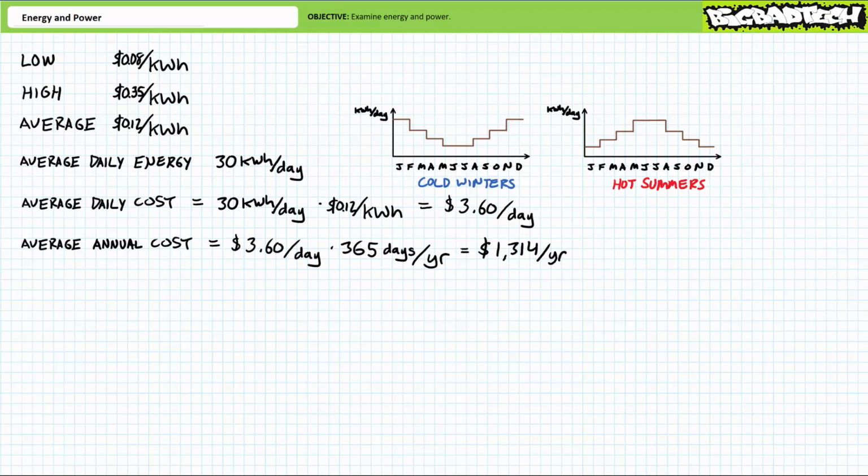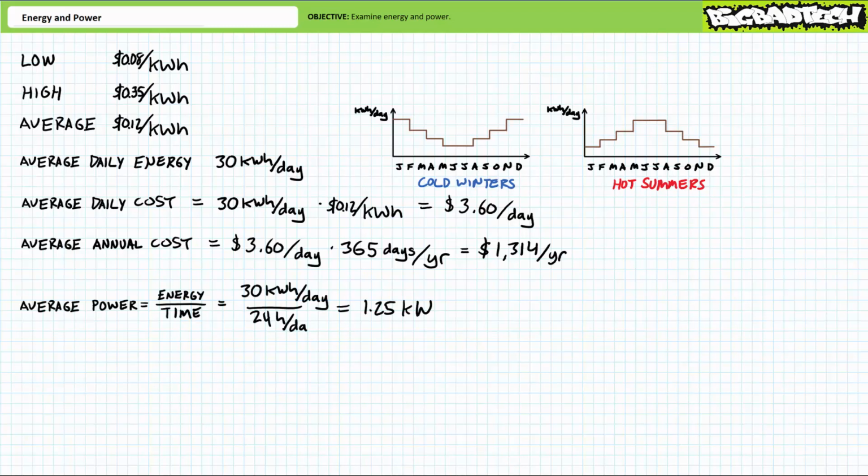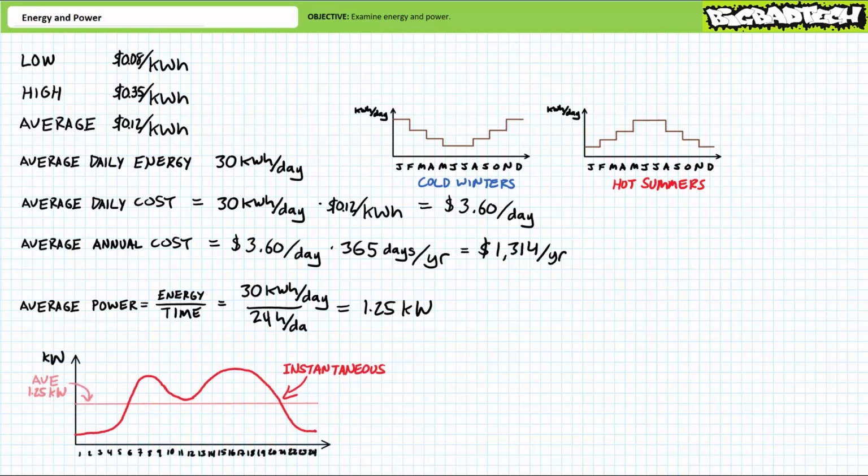Given this average daily energy consumption, let's now take a look at the average power consumption of a typical home. If power is energy over time, you might be tempted to think that a house would steadily draw 30 kilowatt hours divided by 24 hours, or 1.25 kilowatts, but you'd be absolutely wrong. Some periods of a day necessitate massive consumption of power.